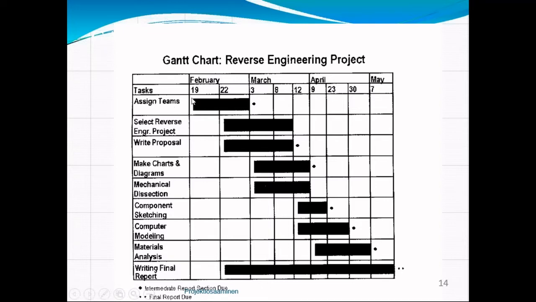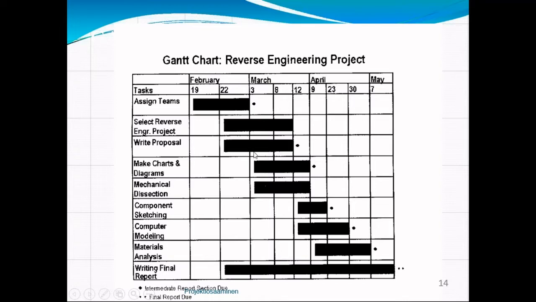So initially the persons who are going to do this project have to be assigned to teams. So in these 2 months, 15 days, from February 19 to 22 days, persons were identified and given their work on the reverse engineering project. After giving it to them, the selection of topic was done. Then the team works on writing the proposal or the document of this project, which goes from February to March. This is the way.